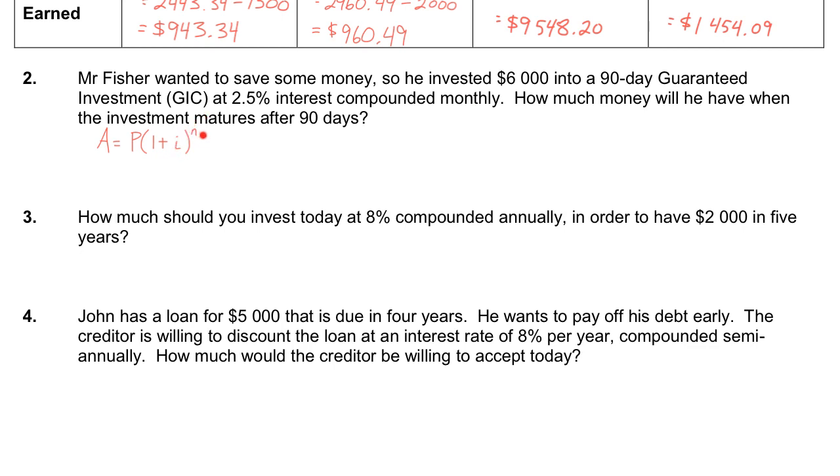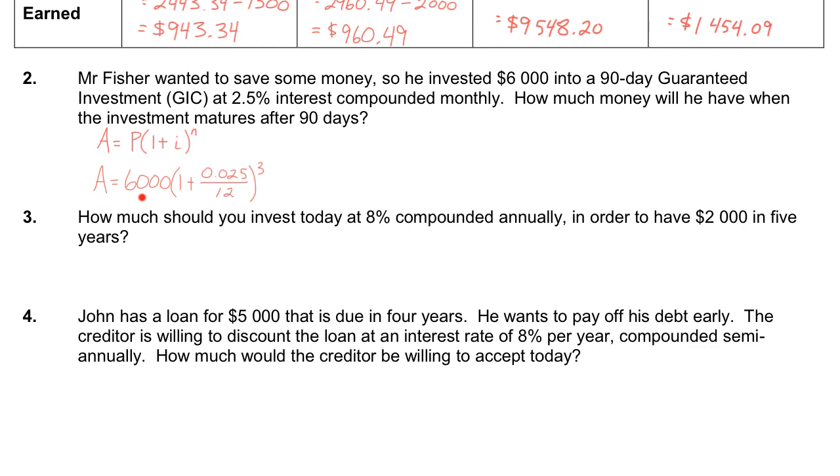n is the number of compounding periods. This is tricky in this question because it's compounded monthly. So n is the number of months. Okay, well, it's 90 days. So we're going to approximate here. If each month is approximately 30 days, that would make this 3 months. So we're going to say n is 3. There's 3 compounding periods in this question.